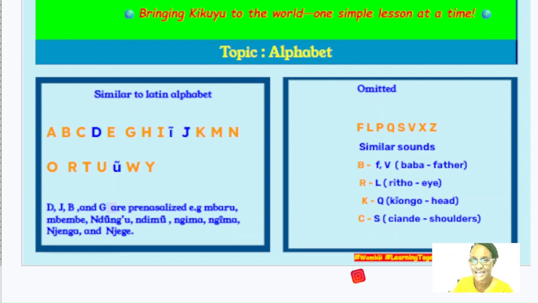C and S are quite similar. Sounds the same, but when you pronounce it, it may sound like S, but when you're writing it, it's C. Siade, like the beggars. Siade, or beggars or shoulders.